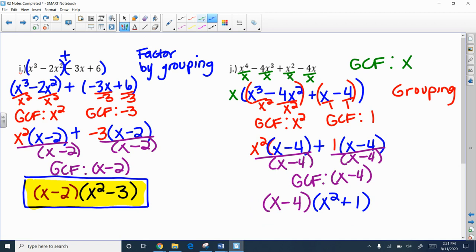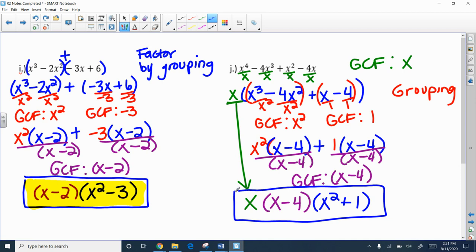As I said at the beginning, we factored out an x. So these 2 factors are just the part that was inside. I almost forgot that we had this x. It's still a greatest common factor, so we still want to include it. Okay, now that's our entire factored expression. So we have x times x minus 4 times x squared plus 1. And if we were to distribute and multiply that out, we'd end up with the same expression we started with.